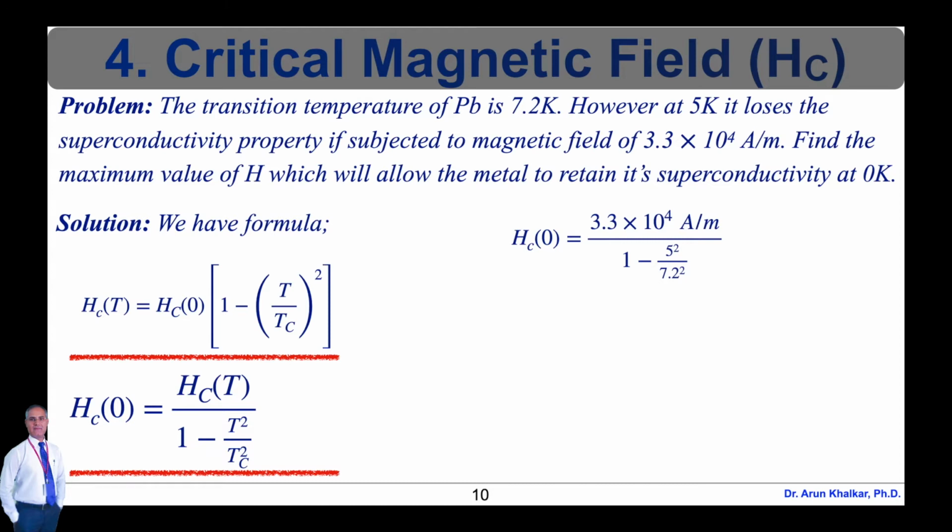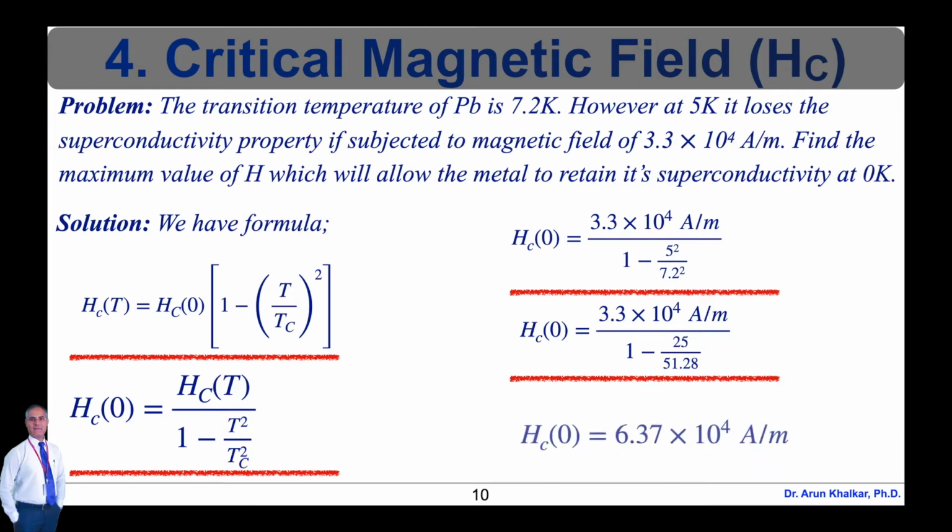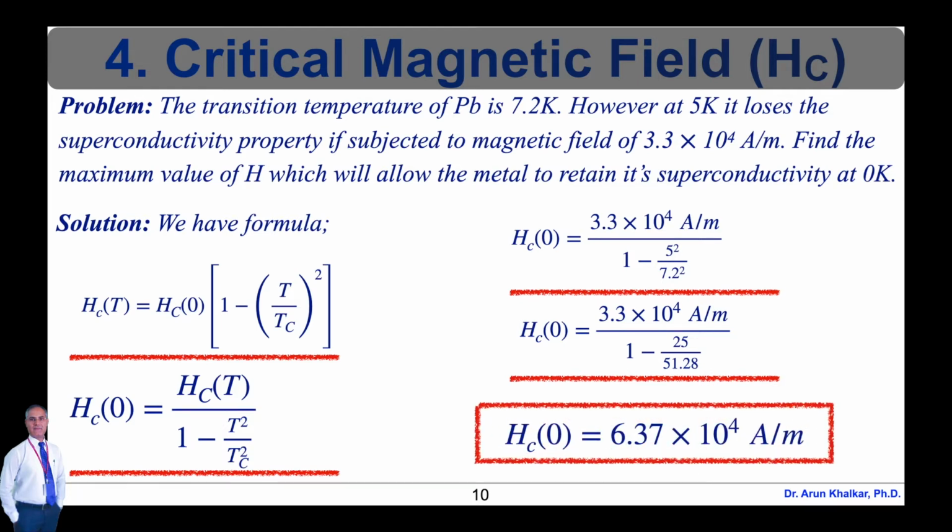So we can write 1 minus 5 squared divided by 7.2 squared. Therefore, we can write 3.3 into 10 raised to 4 ampere per meter divided by 1 minus 25 upon 51.28. Simply by solving this equation, we get HC0 is equal to 6.37 into 10 raised to 4 ampere per meter. This is the value of the critical magnetic field.